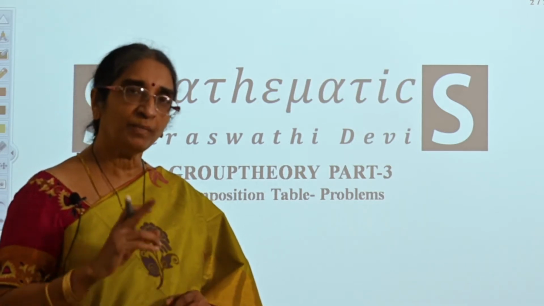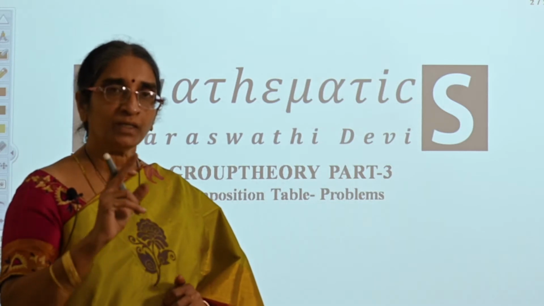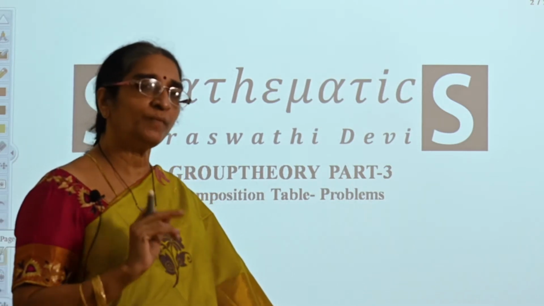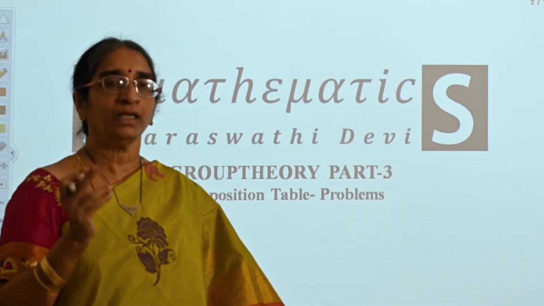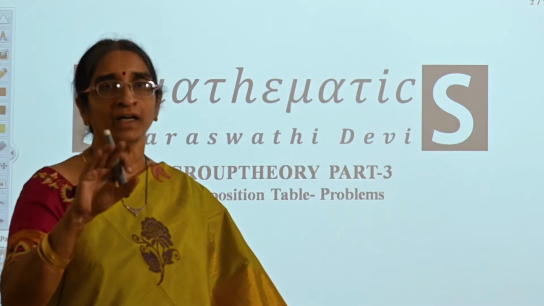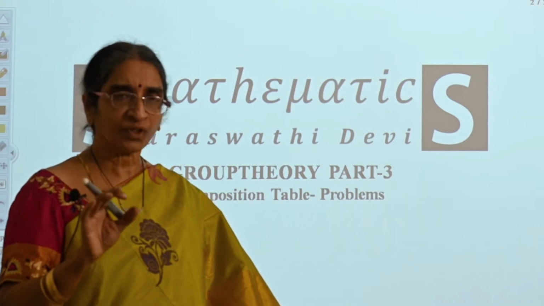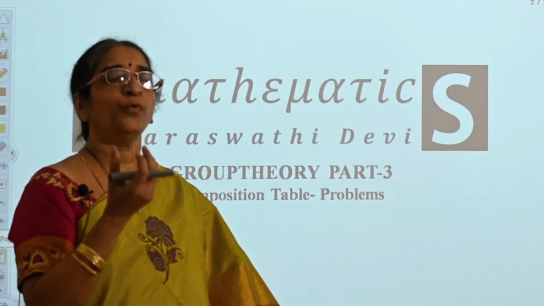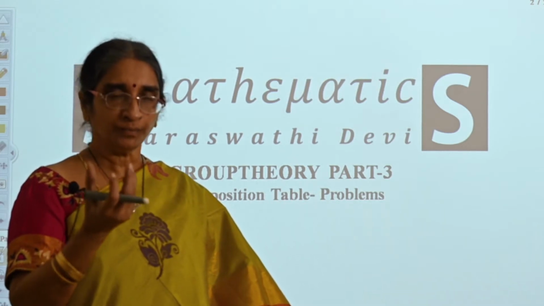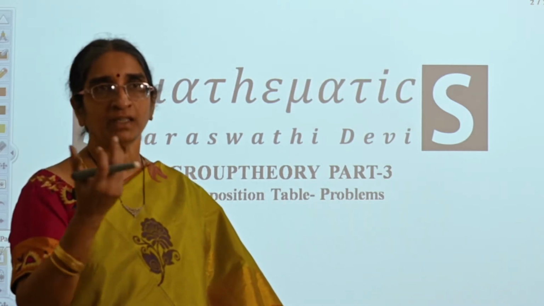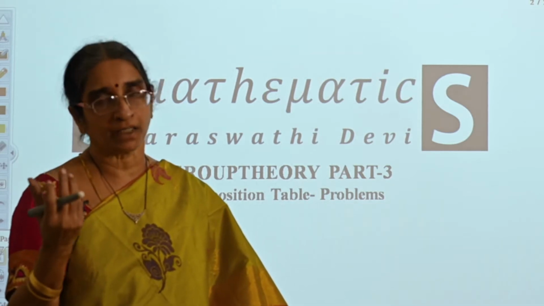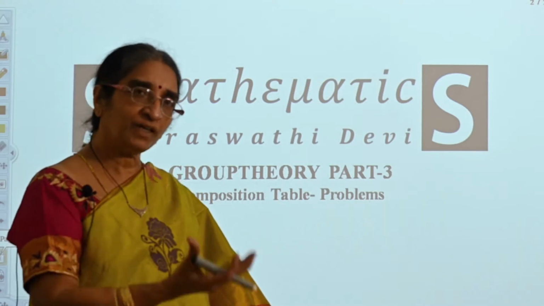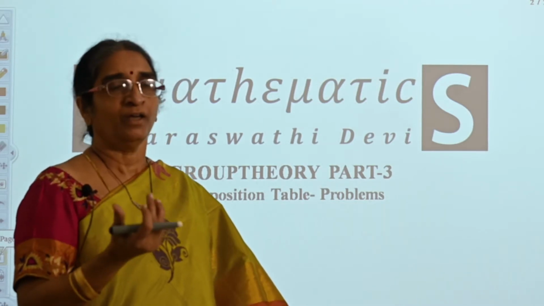If the number of elements in the group is finite, then that group is said to be a finite group. If the number of elements in the group is infinite, then that group is said to be an infinite group. Based on the number of elements in the group, we decide whether the given group is infinite or finite. If the number of elements is finite, it is a finite group. If the number of elements is infinite, it is an infinite group.